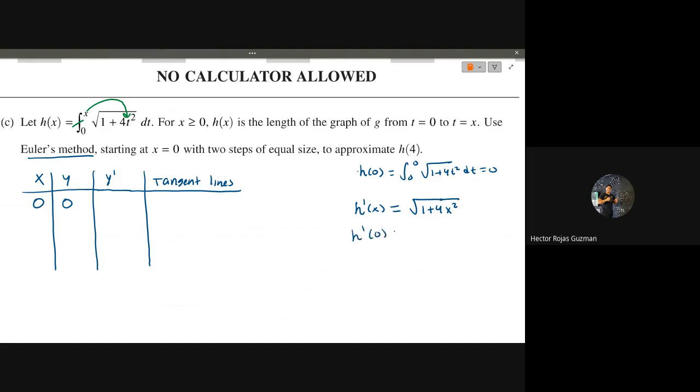Now the slope at x equals 0 is 1. There's my slope. So what's my tangent line? My tangent line is y equals 1 times x minus 0 plus 0, which is basically just x.